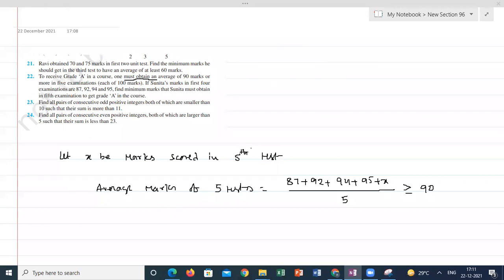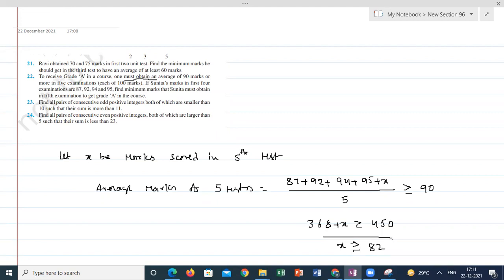So addition is how much, students? Here 87 plus 92 plus 94 plus 95, the addition is how much you got? Addition is 368. 368 plus X greater than or equal to 450. So X is greater than or equal to, what is the answer you got? Somebody tell the answer.